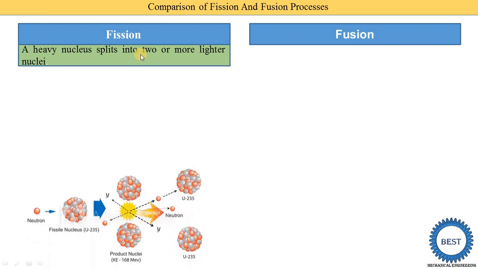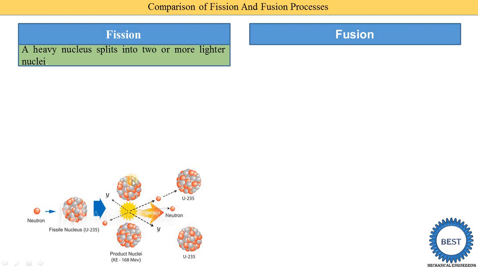Here the nucleus is uranium 235, and on this uranium 235 we bombard neutrons. When we bombard the neutrons, uranium 235 is divided into two parts, means it is split into two or more lighter nuclei. So here you see it is divided into two parts.